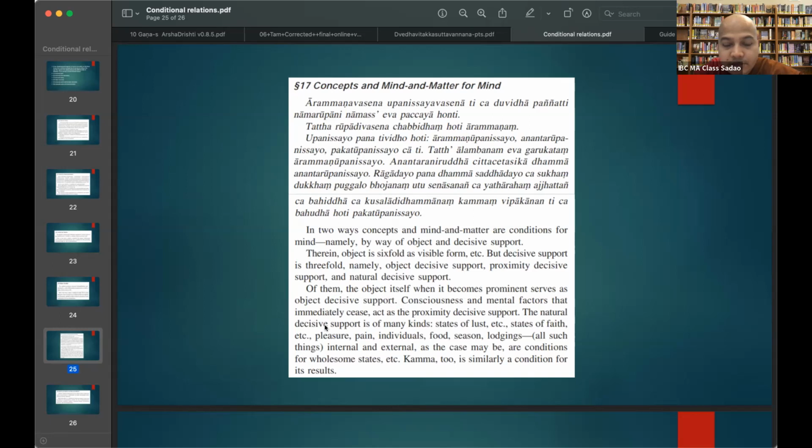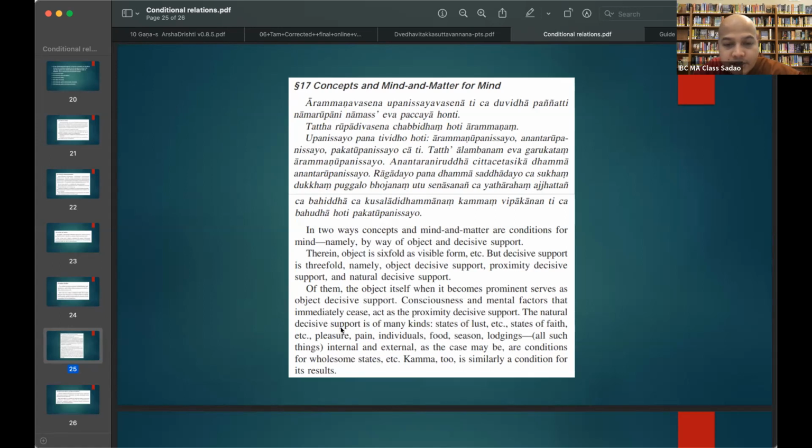Consciousness and mental factors that immediately cease act as the proximate decisive support. In another case, it could be that you are having a certain type of mentality in your thought process. As soon as it ceases, if it is a pleasant or unpleasant mentality, that becomes the proximity decisive support. Accordingly, you interact with the object. You see it that way, I think.